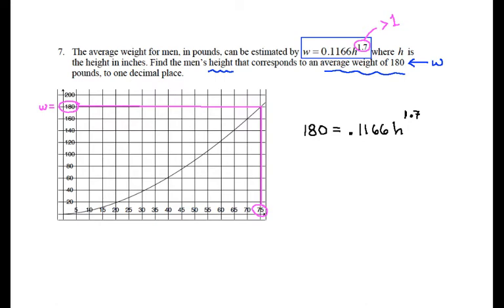So my radical in this case is h to the power 1.7, because that power is fractional, right? It's a decimal, but that is the same thing as 17/10, so that is a fractional power. This is a radical expression, and I can isolate it by dividing both sides by 0.1166.